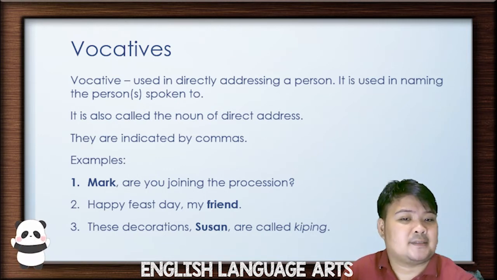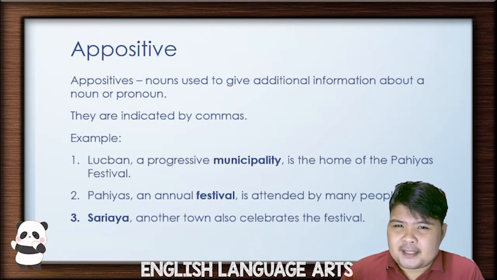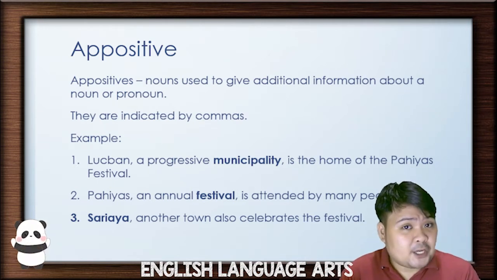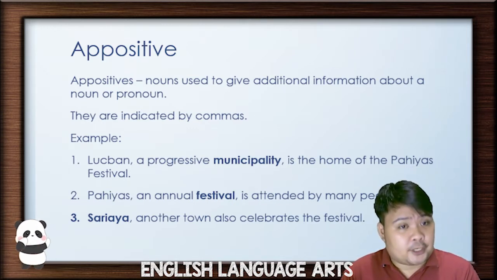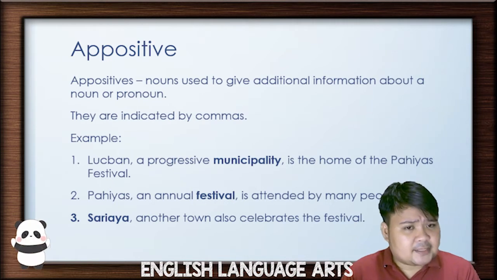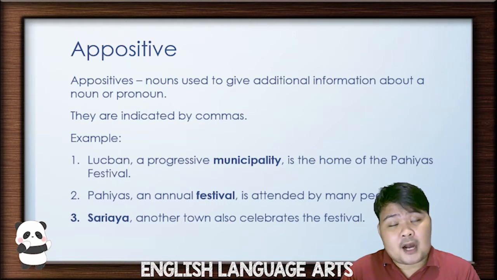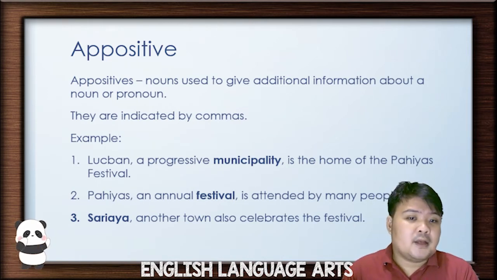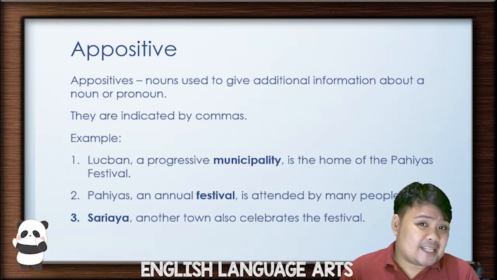These are vocatives. Next, you have appositive. Appositives are words or nouns that give additional information. With or without them, the sentence will still stand. Appositives are indicated by commas. If you see that it is in between commas and it gives additional information, that is an appositive. Your clue: commas. For example, number one: Lukban, a progressive municipality, is the home of the Pahiyas Festival.